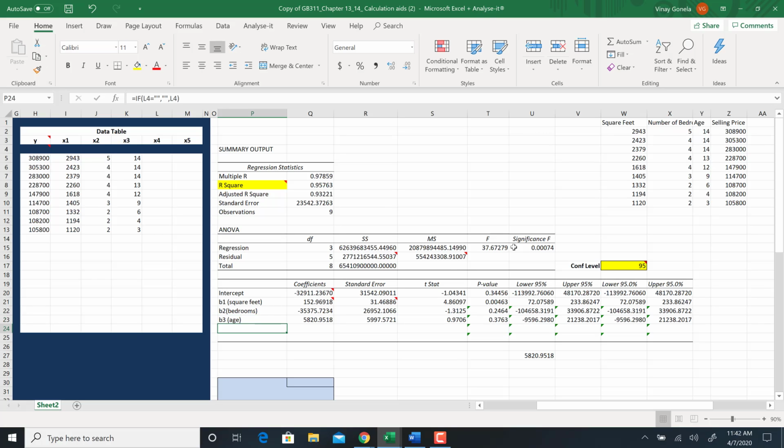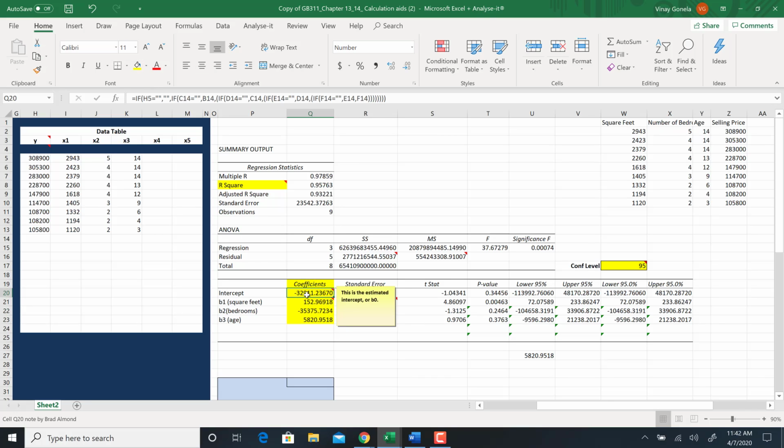So the first thing is we want to determine whether the model we are developing is good enough for prediction. The first question is, what is your model itself? If you look at these coefficient values, that is where you can develop your model.